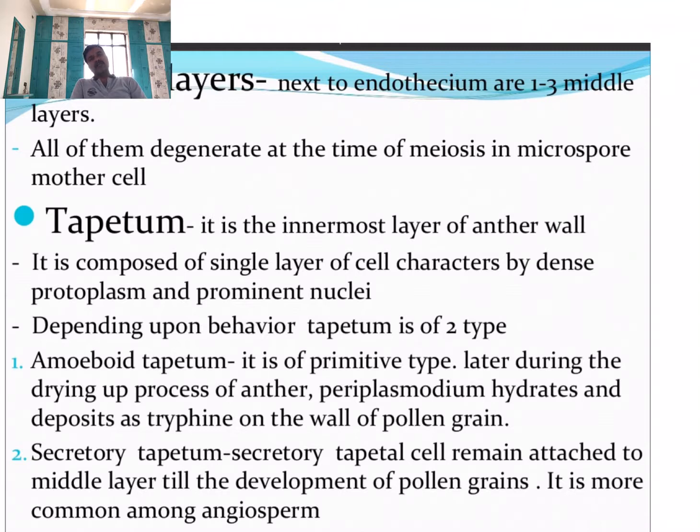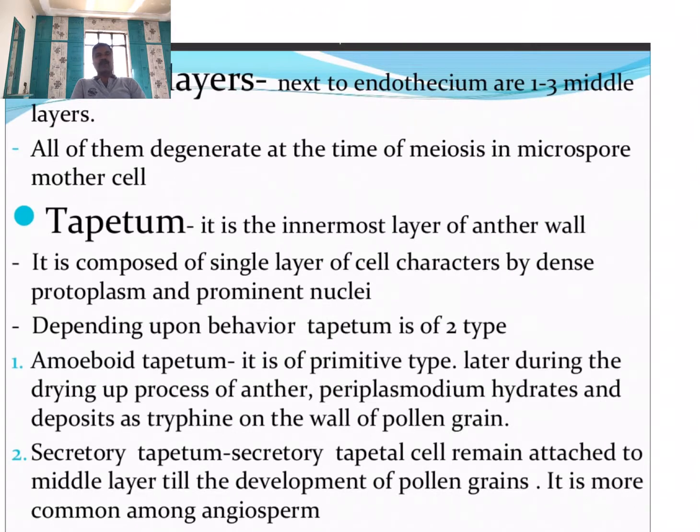On the inner side of the middle layers, the last layer is called the tapetum. It is the innermost layer of the anther wall. It is composed of a single layer of cells characterized by dense protoplasm and prominent nuclei. Compared to the other parietal cells, the tapetum cells are very large in size, with prominent nuclei and dense cytoplasm.